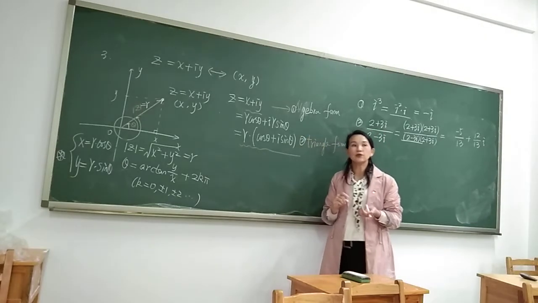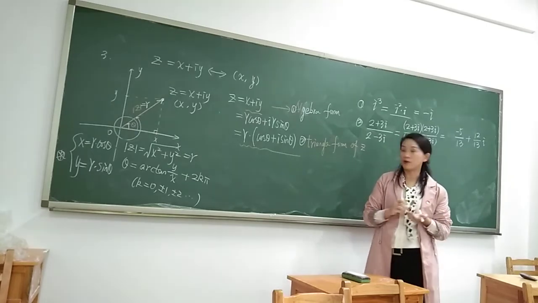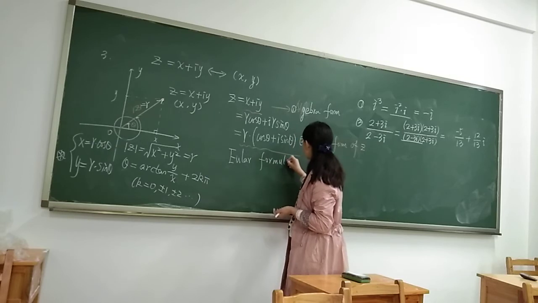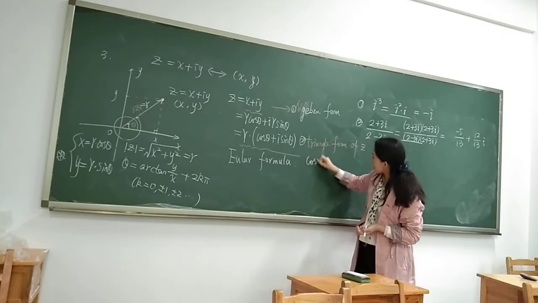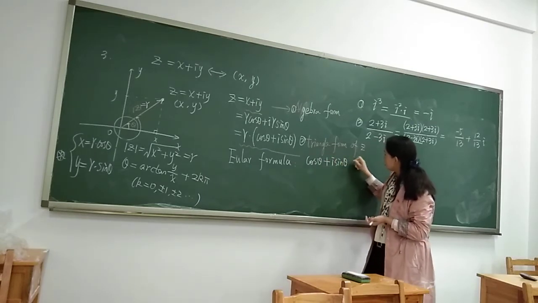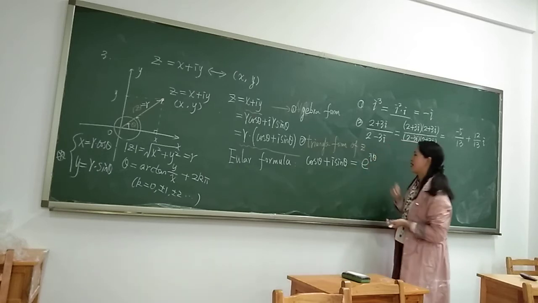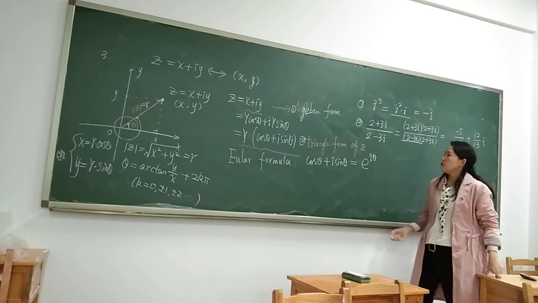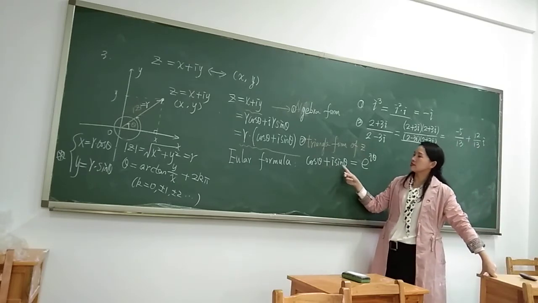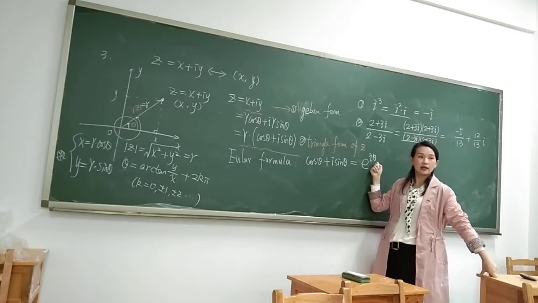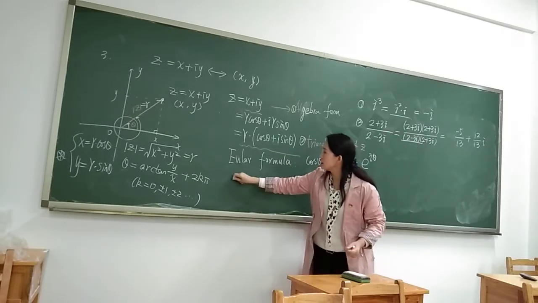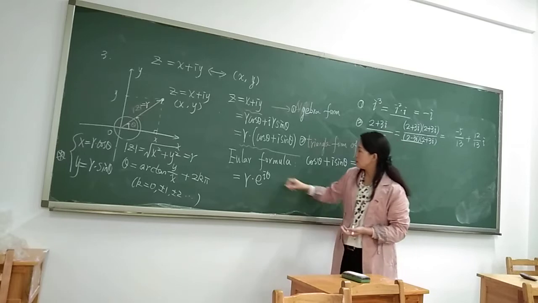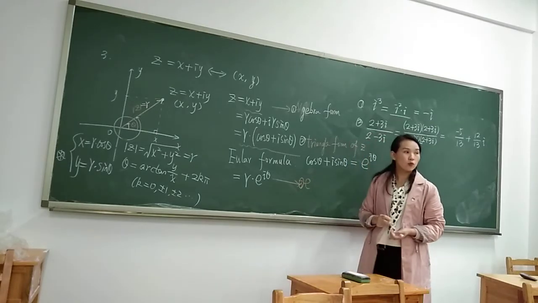If I tell you Euler formula, do you know Euler formula? What is Euler formula? It is cosine theta plus i sine theta equals e to the i theta. Do you know this one? Please remember: cosine theta plus i sine theta equals e^(i theta). So we can also write this z as r multiplied by e^(i theta). So this is the third form. Which form? Exponential.